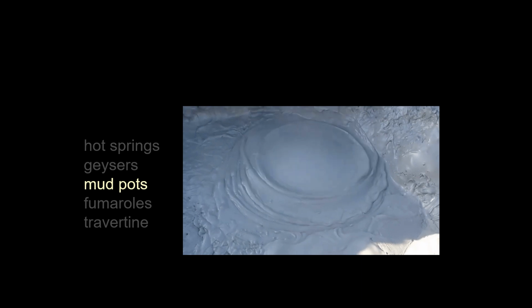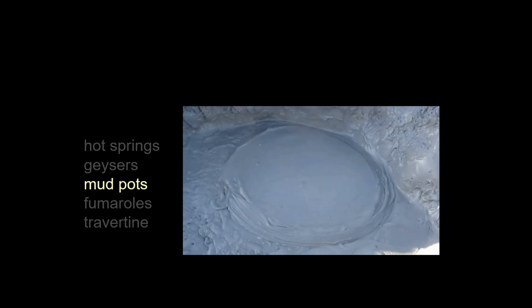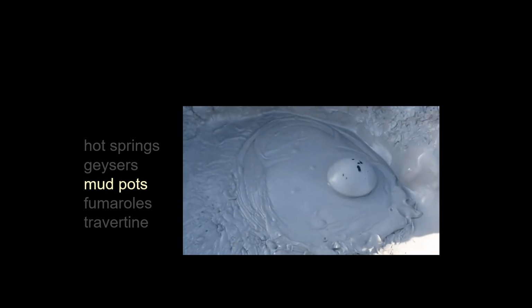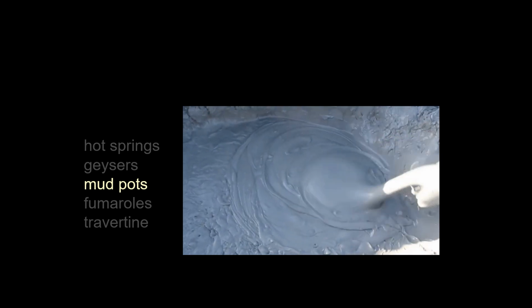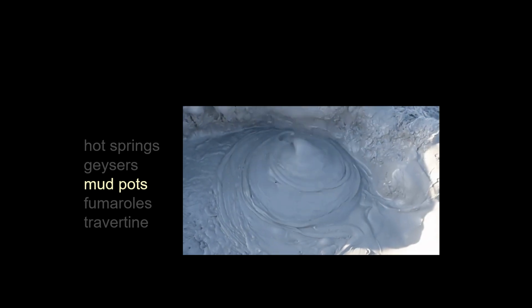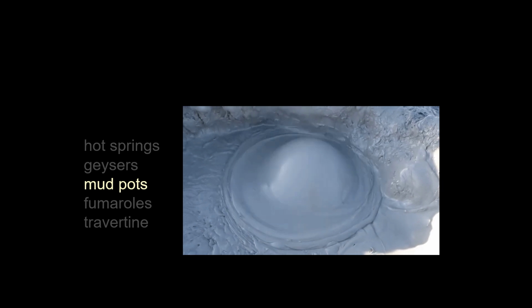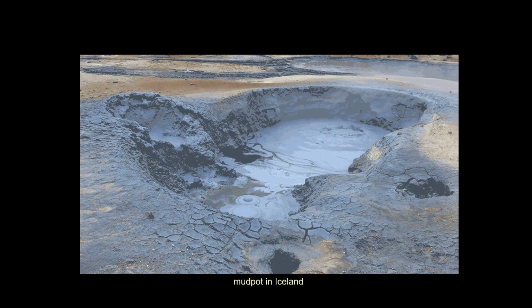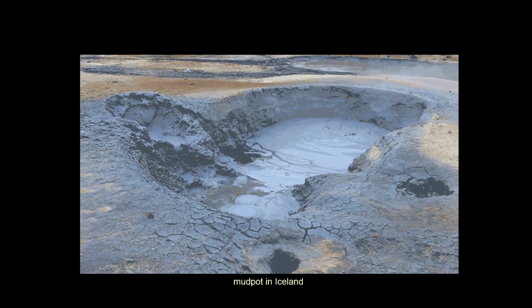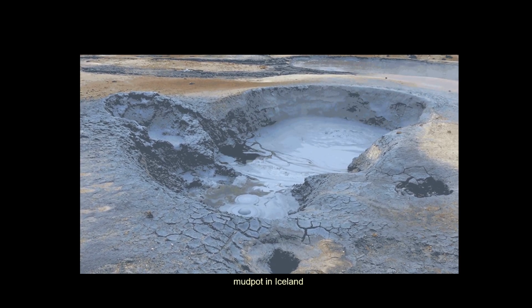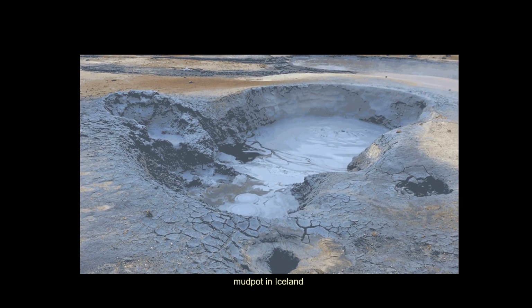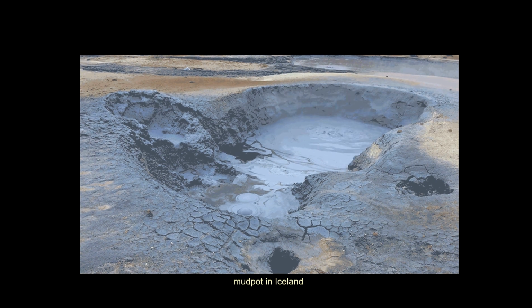Just to continue our journey through looking at different kinds of hydrothermal features, mud pots, again, a mixture of the hot water coming up. There may not be a huge amount of hot water, but it mixes with sediments, silt and clay at the surface, and it forms these sort of bubbling cauldrons, if you will. Here's a mud pot in Iceland that looks like a witch's cauldron or something. That's the way I think of it. But another example of a hydrothermal feature.